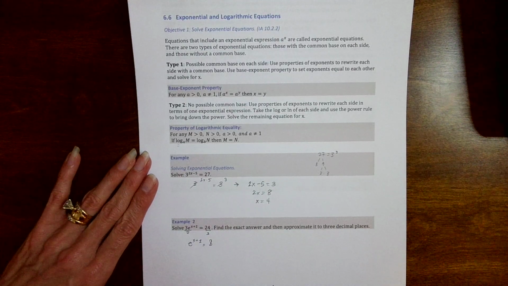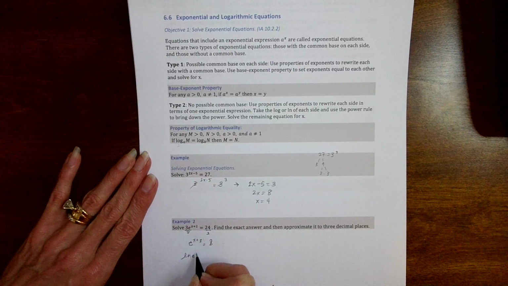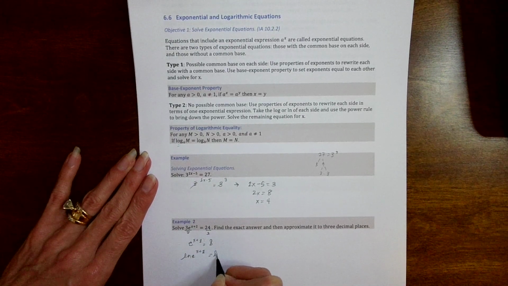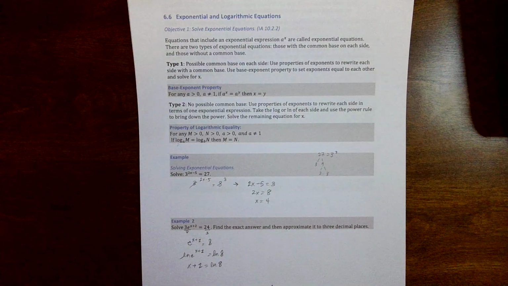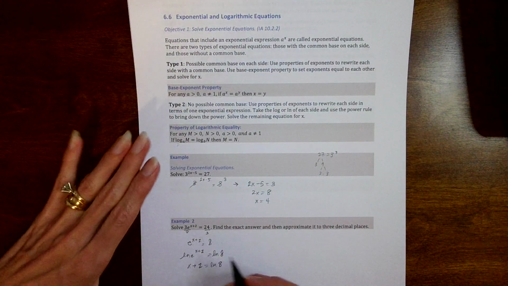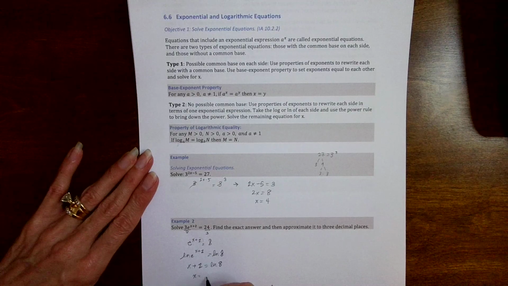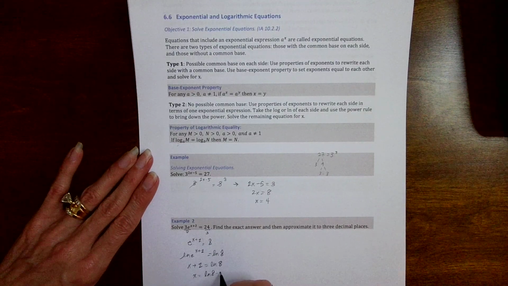Okay, well, my variable's trapped up here in the exponent, but I know if I take the natural log of both sides, then that power rule can bring that down. So the natural log of e to the x plus 2 equals the natural log of 8. And that becomes x plus 2 is equal to the natural log of 8. And then I can subtract 2 from both sides, and I get x is equal to natural log 8 minus 2. So that would be your exact answer.